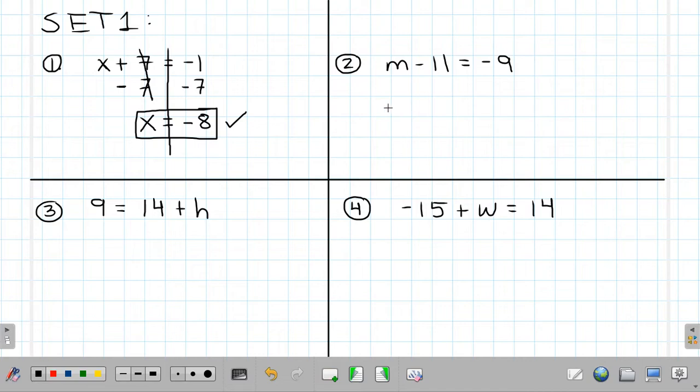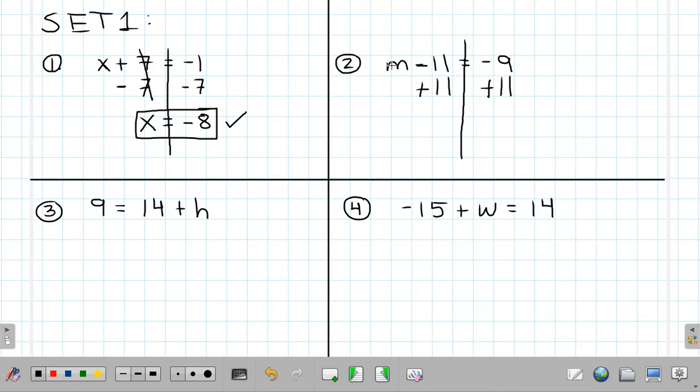Except in this case, we identify the variable. It's just m. Okay. So we have m minus 11 is equal to -9. Once again, the variable's m. Operation here is subtraction, so m minus 11. So that means, what's the opposite of subtracting 11? Well, that's adding 11. Okay, once again, we got to do it to both sides. So if we do it to the left side, we have to do it to the right.